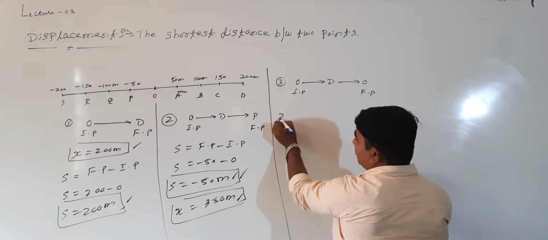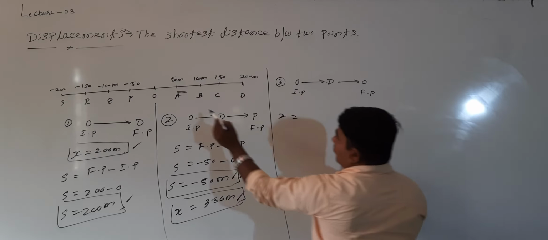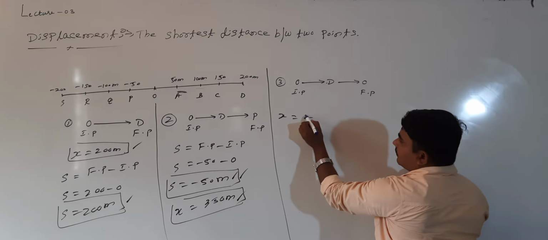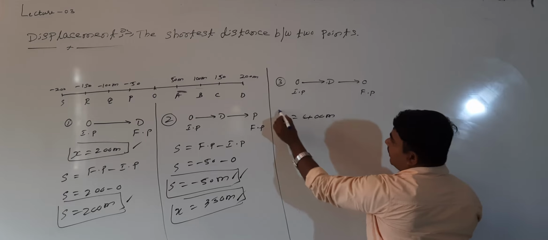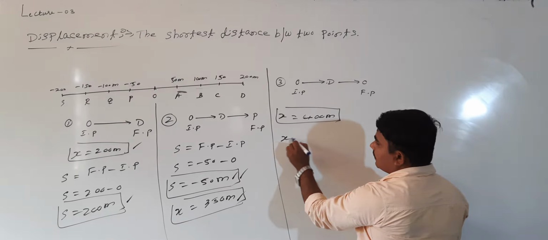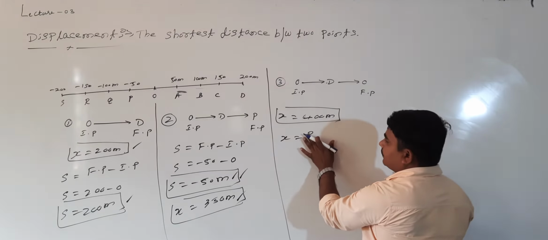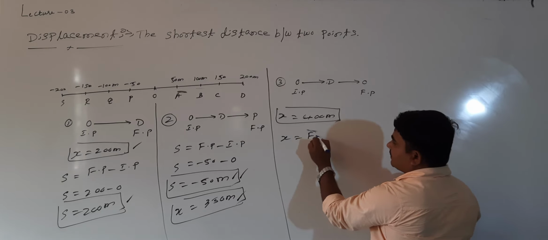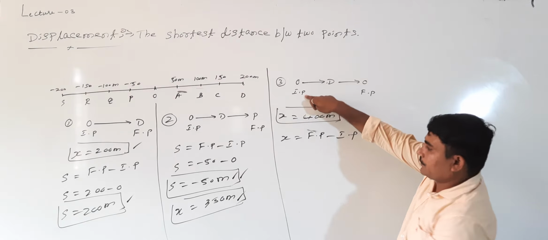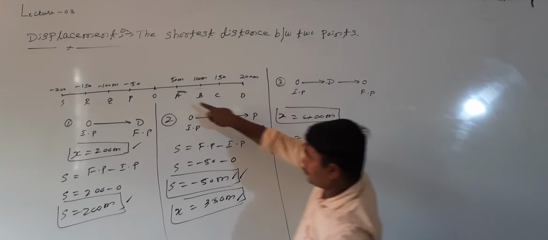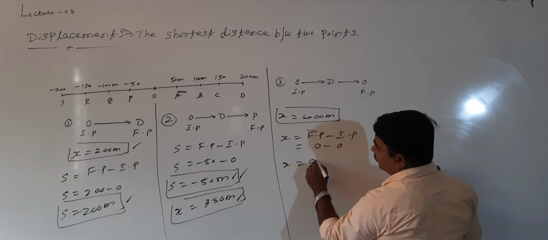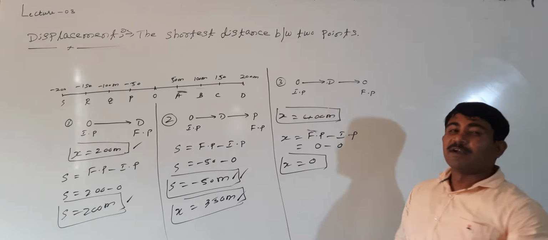What is the distance here? The object moves from O to D, 200, again from D to O, 200. Distance equals 400 meter. What is the displacement? Displacement is final position minus initial position. Final position is 0, initial position is 0, so 0 minus 0 equals 0. Displacement is 0.